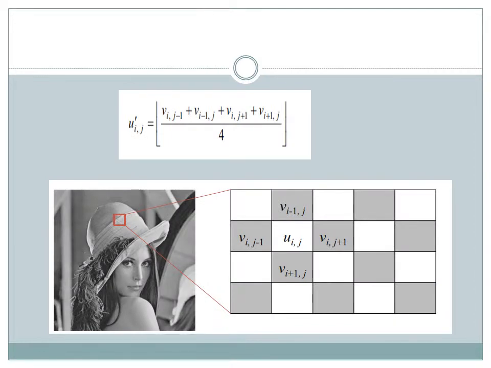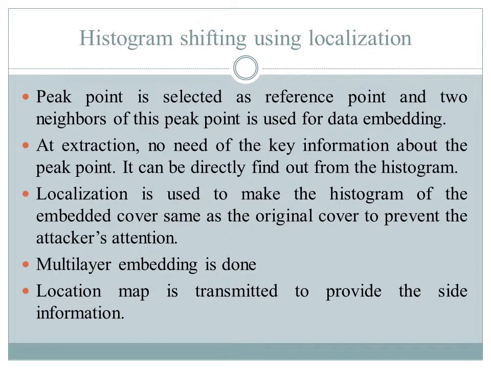Here is the diagram representing the example that the image is divided into gray pixels and white pixels. If we want to find the value of uij, then it can be calculated from the neighboring pixels, that is, taking the values of all the 4 neighboring pixels and dividing by 4. Then we will be able to get uij, and then the sorting will be done. After that, the same procedure will be used as previously used for pixel difference, and then the embedding is done accordingly.